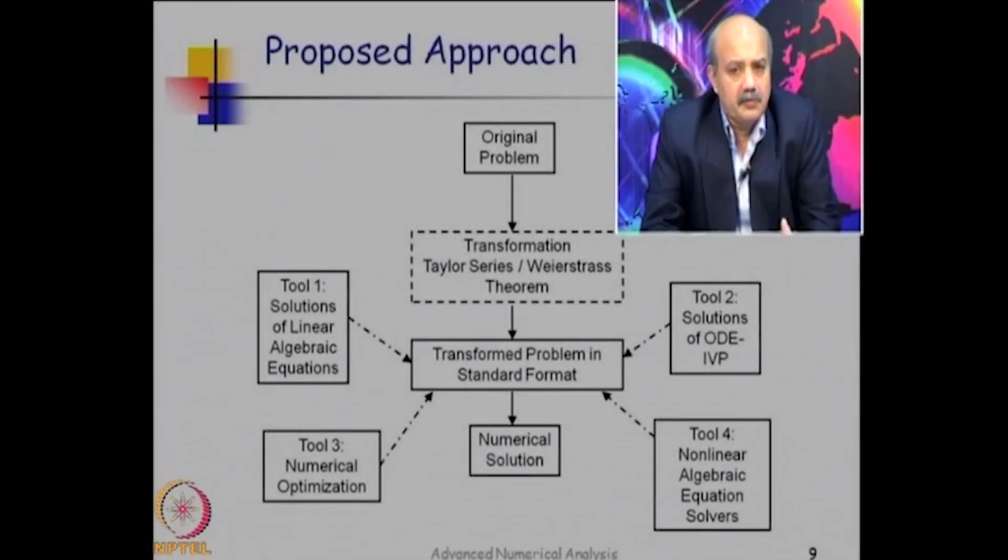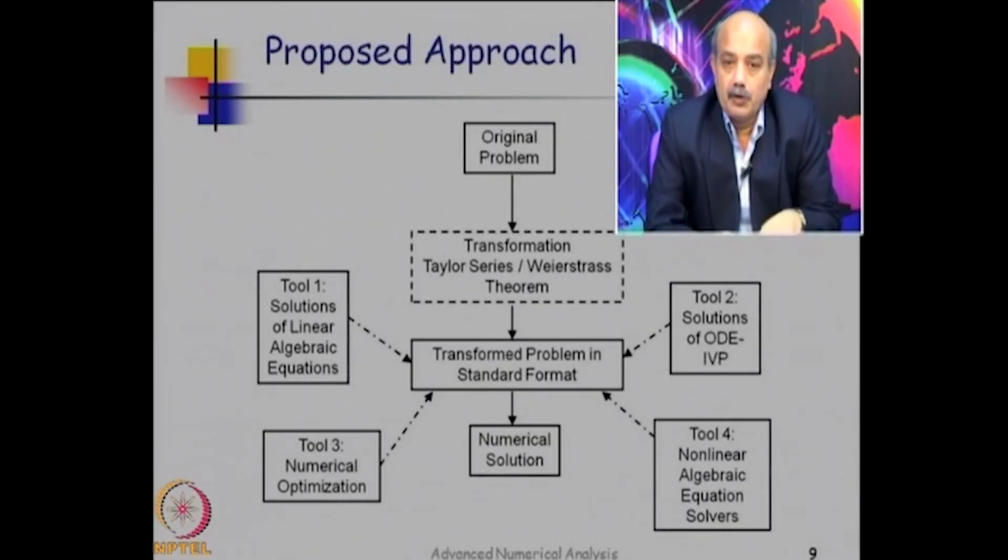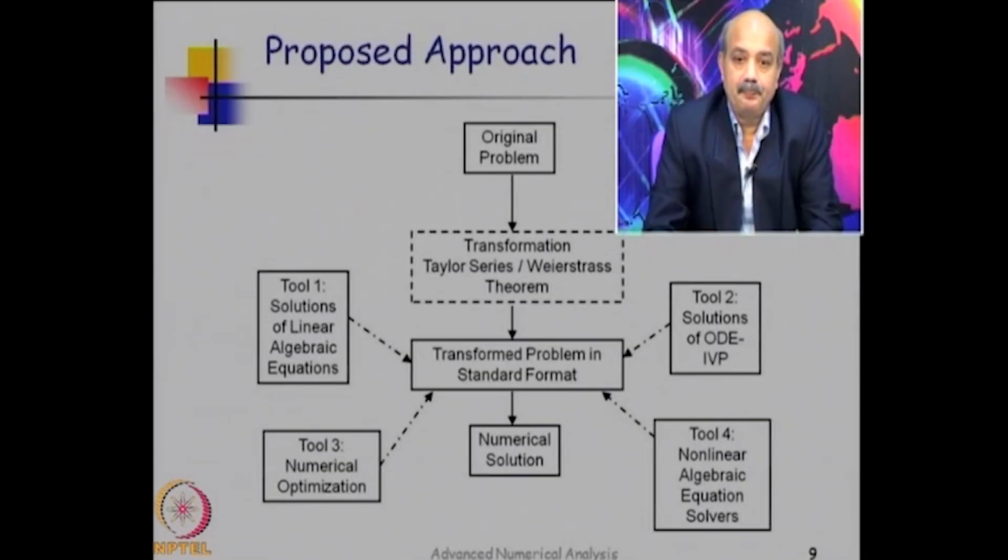So what we are going to study in this course is two steps. First, how do I take the original problem and transform it into a solvable or computable form. Now this process, in the conventional approach, gets mixed up with various recipes that are developed for specific equation types. We are going to separate it and view it as a separate step.